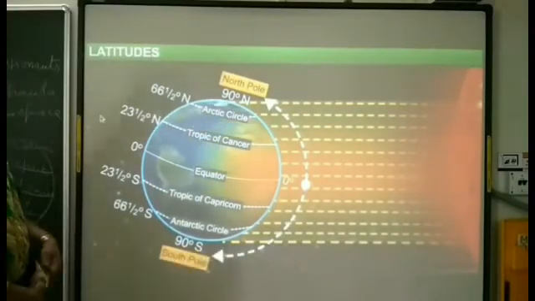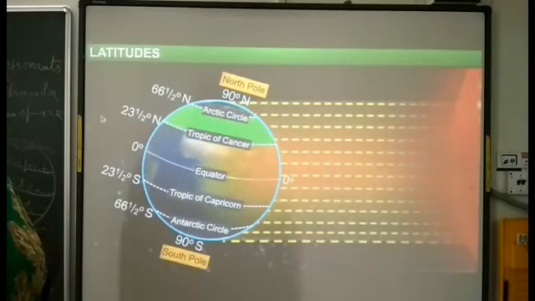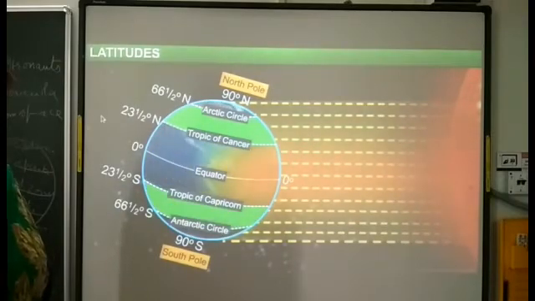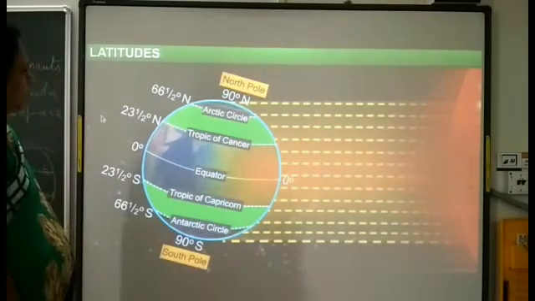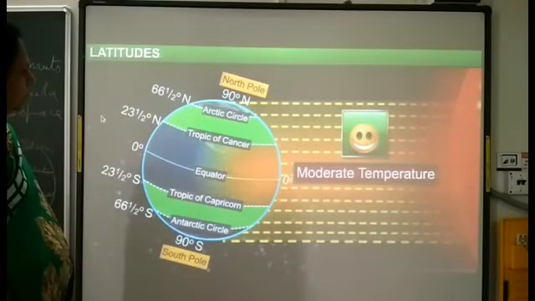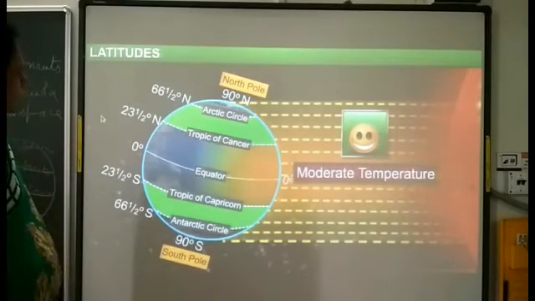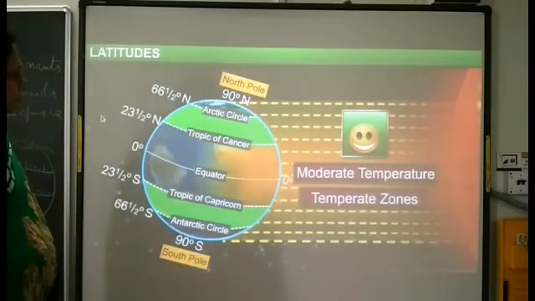Therefore, if you go between the Tropic of Cancer in the Northern Hemisphere and the Arctic Circle, and between the Tropic of Capricorn and the Antarctic Circle in the Southern Hemisphere, you will encounter temperate weather, that is, moderate temperatures. These areas with temperate weather are called temperate zones.